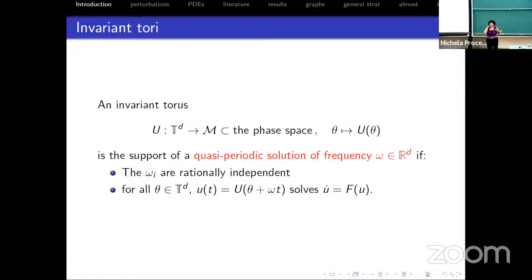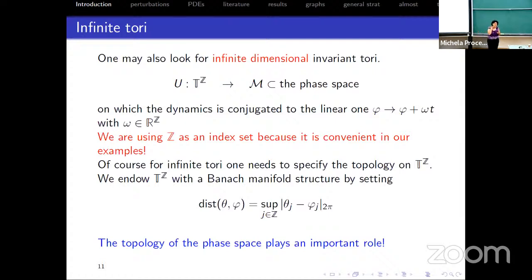Now, this is all very nice, but since we are in infinite dimension, I would like also to find infinite dimensional invariant tori. And this becomes rather more tricky, because what is an infinite dimensional invariant torus? For me, it's a diffeomorphism from some infinite product of circles into the phase space, so that if you take the dynamics and pull it back on this torus, you get the linear dynamics, with the only difference that now omega, the frequency vector in which this linear dynamic moves, is an infinite vector. And I'm using Z as index set just to choose something, any countable set will be fine.